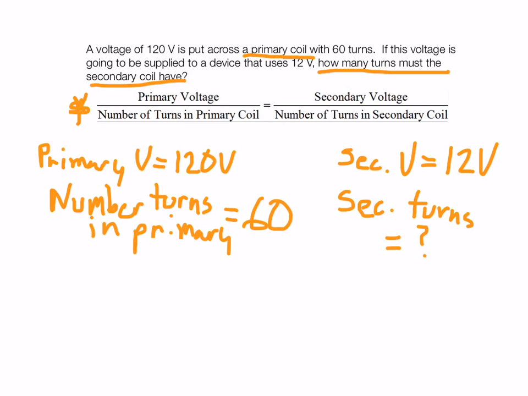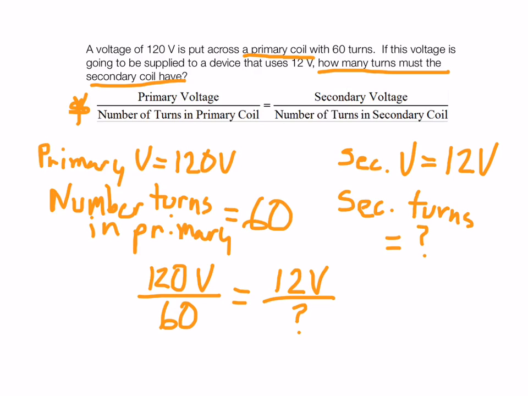So let's go ahead and set this up. So we have 120 volts divided by 60 turns equal to 12 volts divided by what we don't know. We want to solve for the number of turns in the secondary coil. All right, so let's solve this equation.